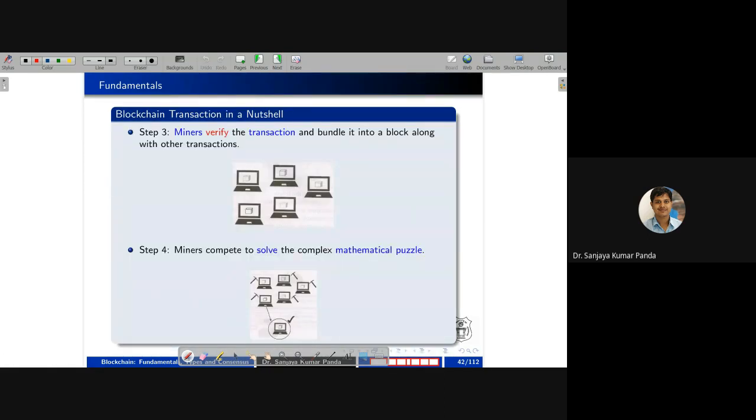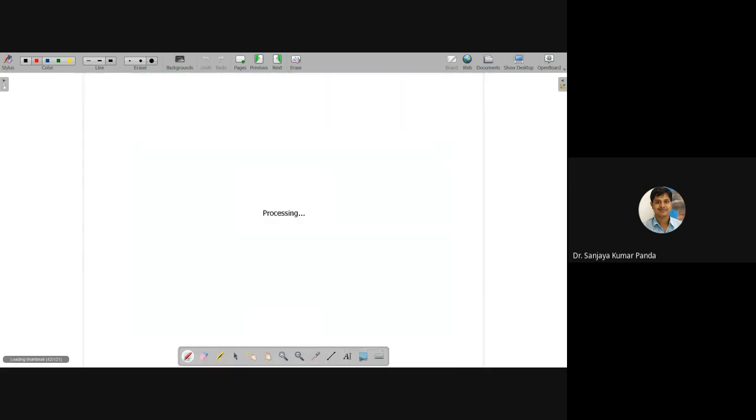Now, miners verify the transaction and bundle it into a block along with other transactions. The miner is now verifying. The first miner is going to be rewarded, right? But miners will check whether they are going to verify this transaction or not, because with their verification only, this transaction is going to be allowed. In step 4, miners solve a complex mathematical puzzle, and in order to solve this puzzle, they are using their computational power, including electricity. So the miners are rewarded.